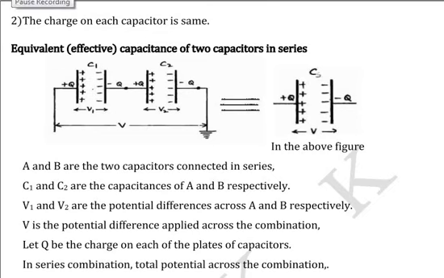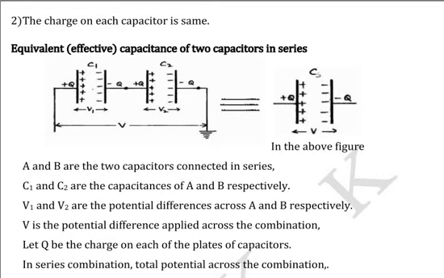Students, in the last session we had learnt about the combination of capacitors in series. We had derived an expression for equivalent or effective capacitance of two capacitors when connected in series. You know that devices are said to be connected in series if they are connected end to end.